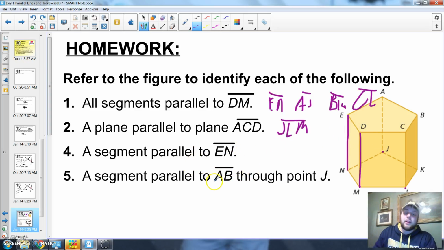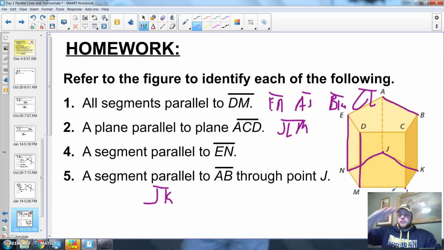And then number 5 is a segment parallel to AB through point J. So AB, but it has to go through point J. So you got a lot of options. I'm probably going to go JK. But I really think that this is kind of parallel too. JN is parallel. Really, any of that stuff, if you got one thing over here, that's still parallel, even though they don't line up exactly right. They're never going to cross.